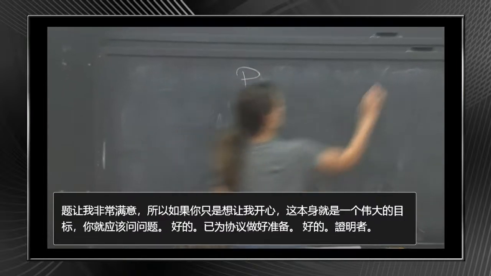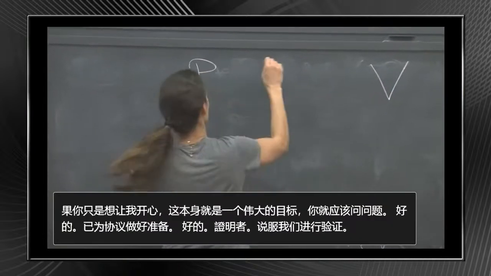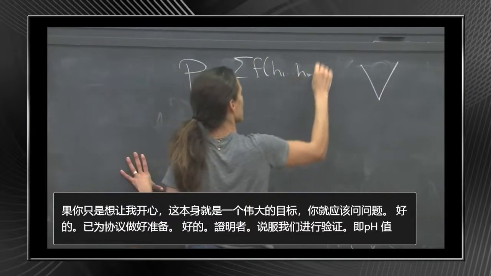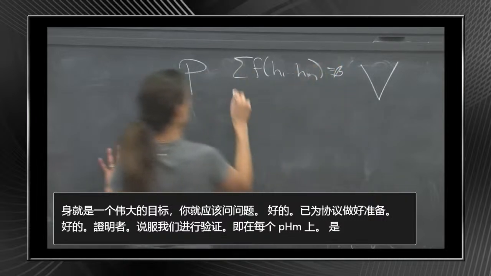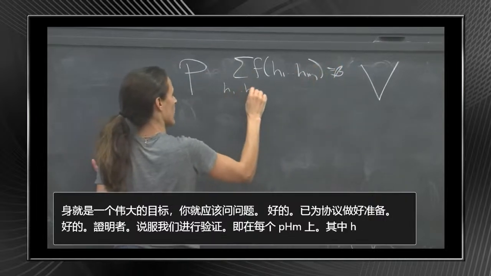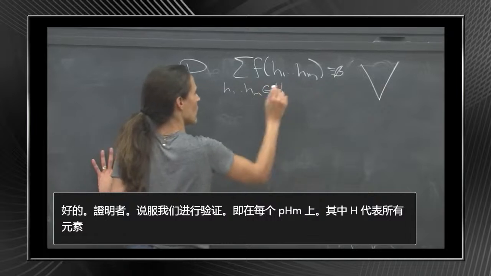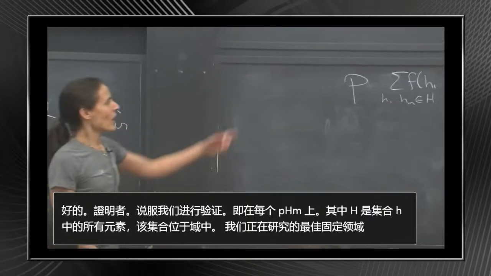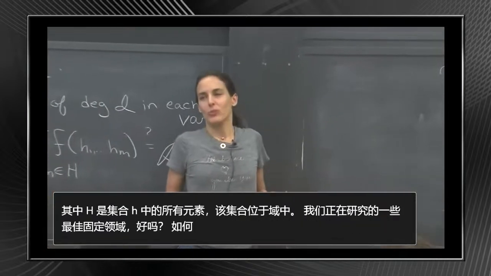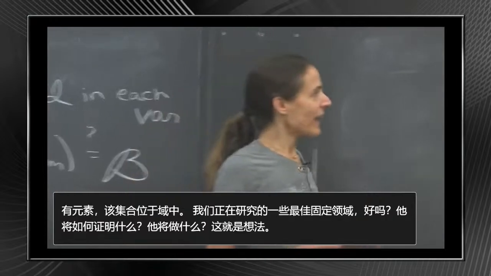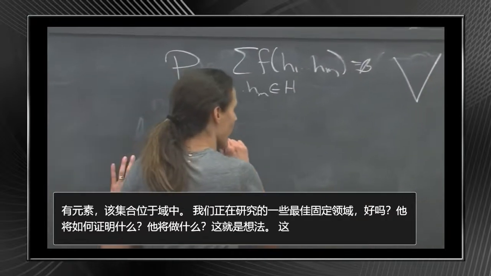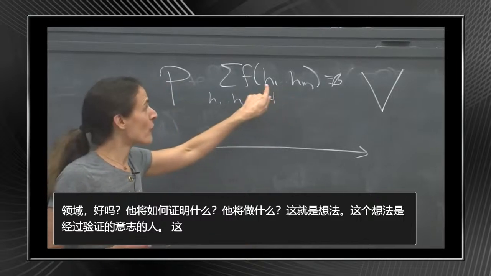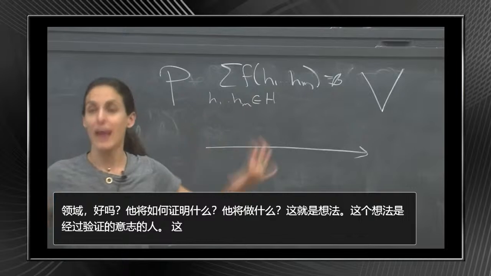The prover convinces a verifier that the sum of f on h1 up to hn is equal to beta, where the h's are all elements in the set H, which is in the field. We have some fixed field that we're working over. Okay. How would he prove? What would he do? So here is the idea. The prover will first send this polynomial, where the first variable is open.